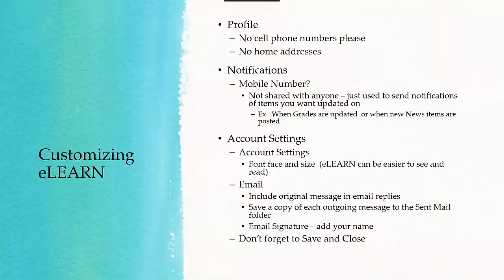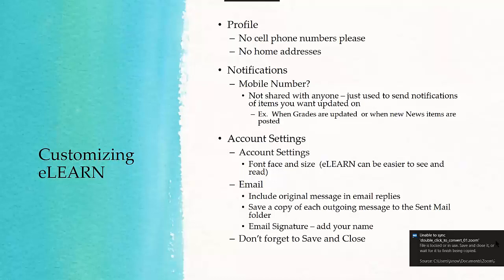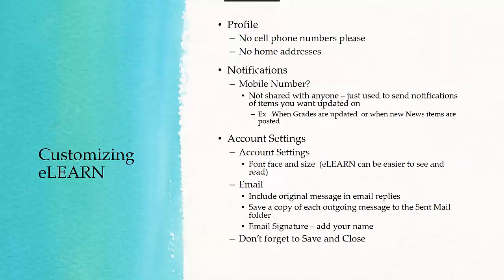I'm going to look at the notifications area, in which case you can choose to have your mobile phone set up as a contact point. Phone number is not shared with anyone. But what happens is, if there are new items that you have selected that you want to be updated on, it sends a text message to your phone and tells you there's new items. For instance, I would be interested in grades when those are updated or when new news items are posted, so that the teacher's alerting me to something. Well, I want to know that right away.